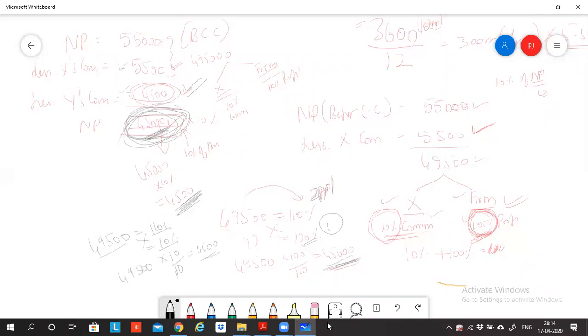This is the commission part. If you put 10% here, you will get the value of the commission, which will be 4,500. If you put 100% here, you will get the net profit after charging all the commission. Guys, this part is a little tricky. Even if you understood 50%, I'm okay. Anybody who has not understood, give me a call tomorrow or after this class. I'll explain one more time. I have no problem in explaining.